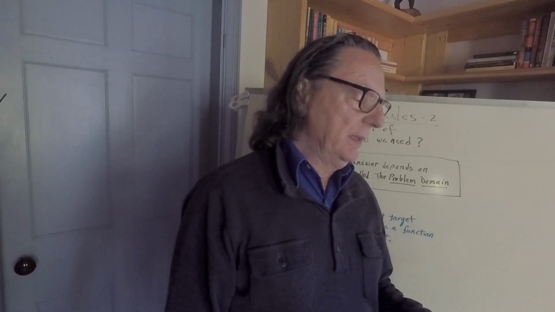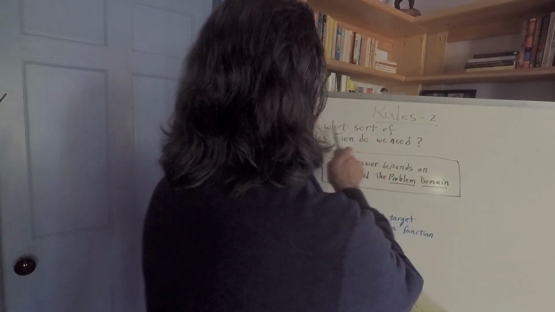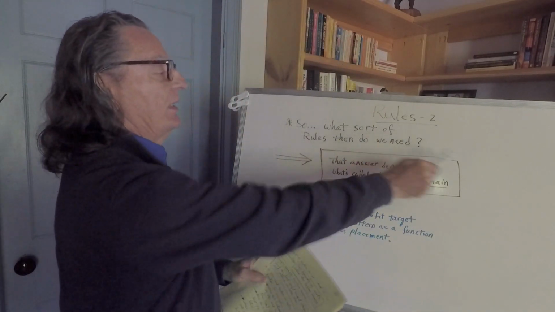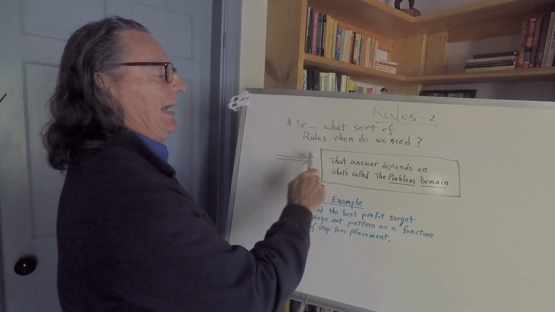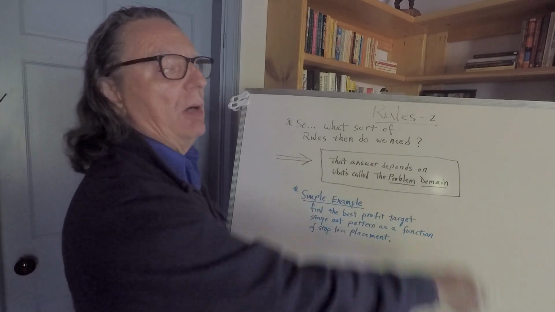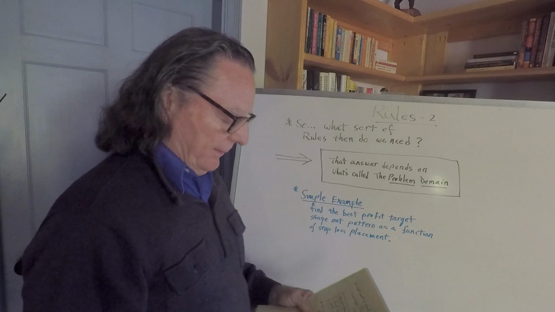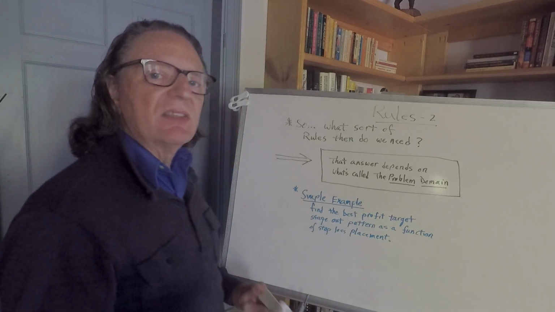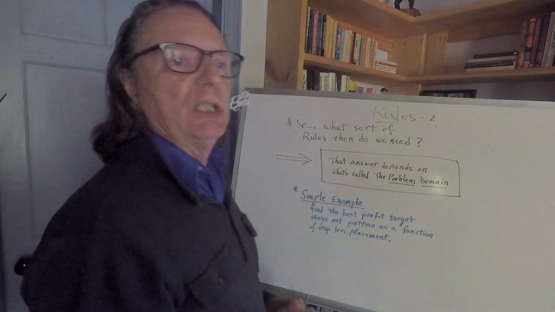So the next question here is, what sort of rules do we need? What sort of rules then do we need? And the answer depends on what's called the problem domain. The problem domain is a simple statement of what you're trying to do.